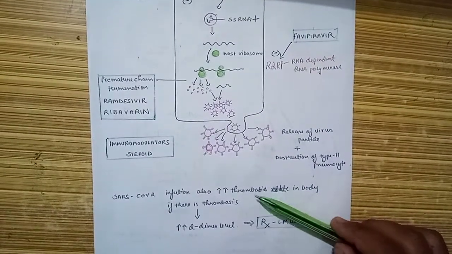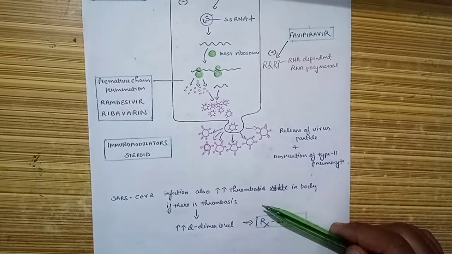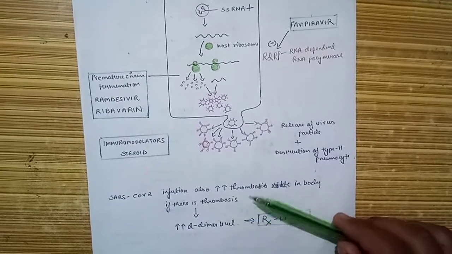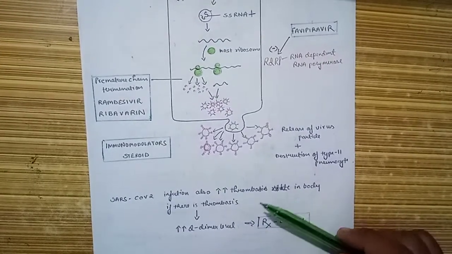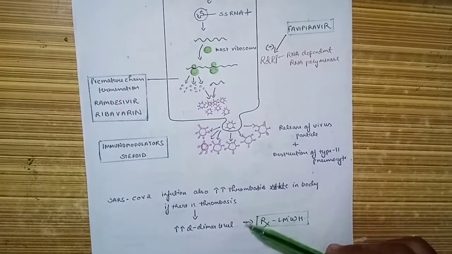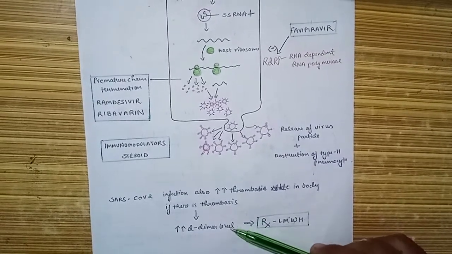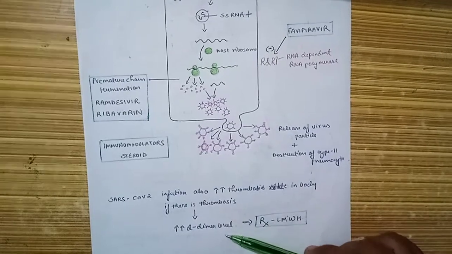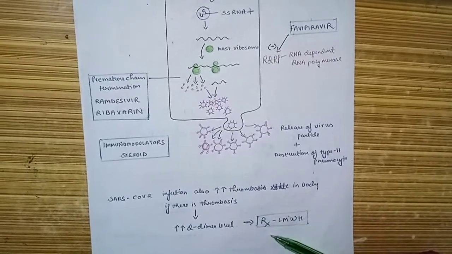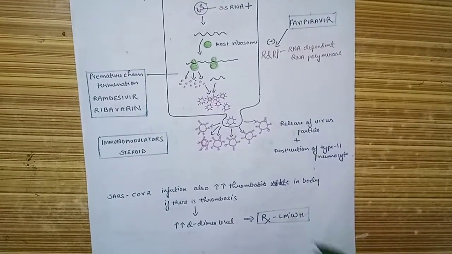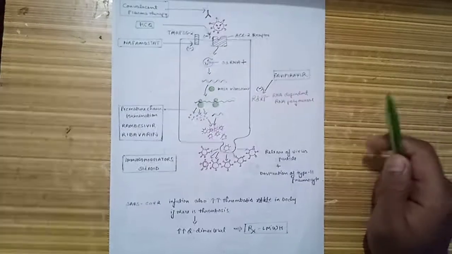Another thing is that COVID-19 leads to an increased thrombotic state within the patient, and this may set in thrombosis. Whenever there is thrombosis, there is an increased level of D dimer. When we check the D dimer level and it is increased, the treatment also includes the use of low molecular weight heparin. So these are some of the drugs and their targets, and conceptually understanding why these drugs are used.